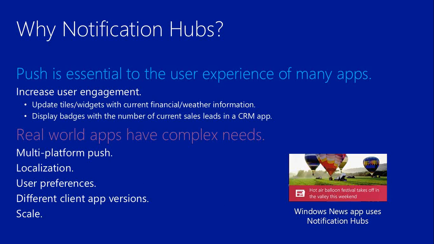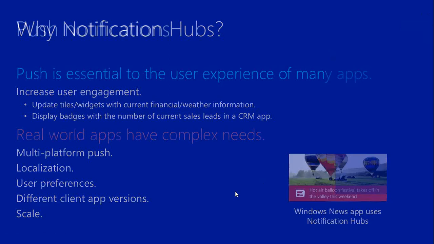And finally, scales. On the right hand bottom side, you can see a screenshot of a tile, which is a news app, which is using Notification Hub to notify the users, or to push the breaking news, or to push the headline of the news to all the people who are using these applications.